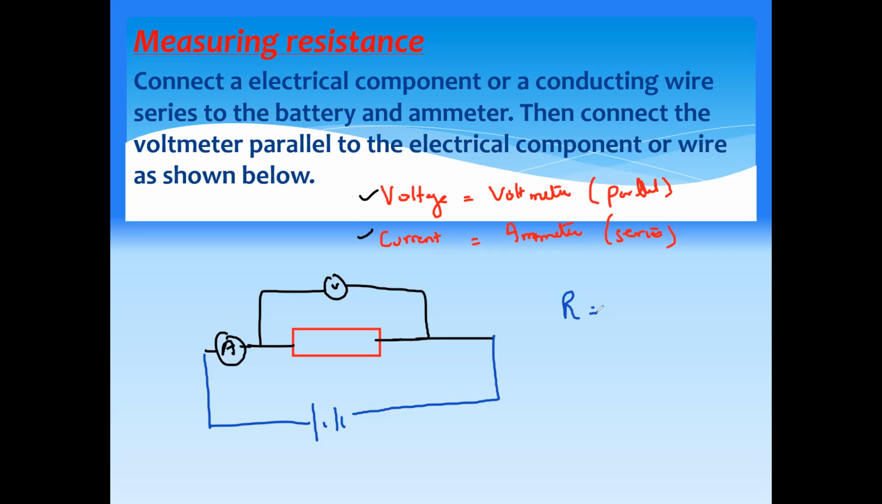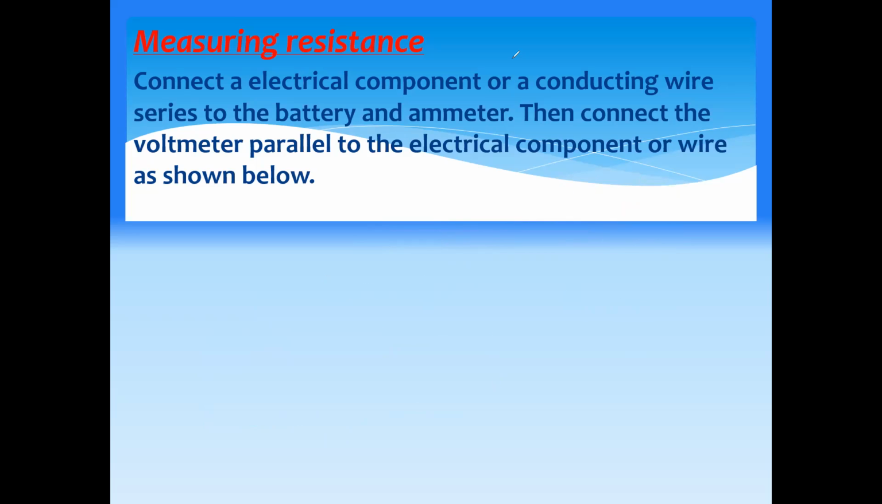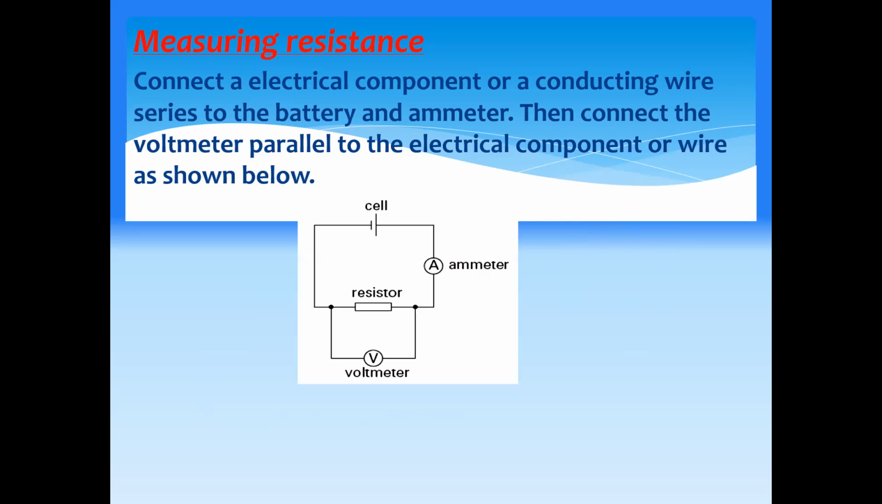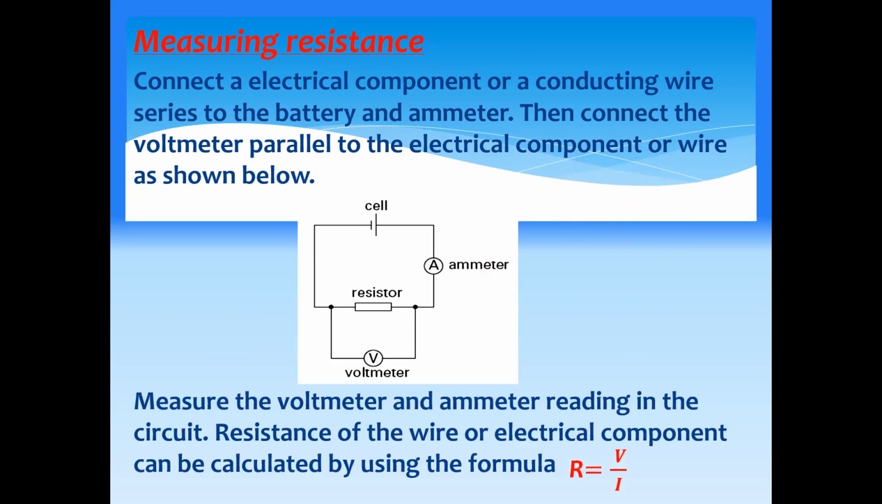So resistance will be equal to voltage divided by current. When we divide voltage by current, we get the resistance of this material. It can be any component here: a resistor, a lamp, any component. This is always the way to find the resistance: the voltage of the circuit divided by the current through the component will give us the resistance of that component.